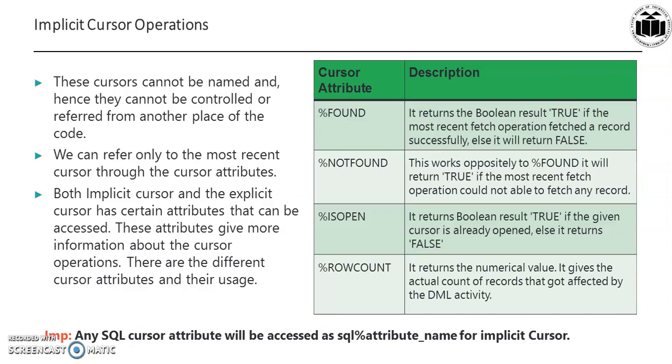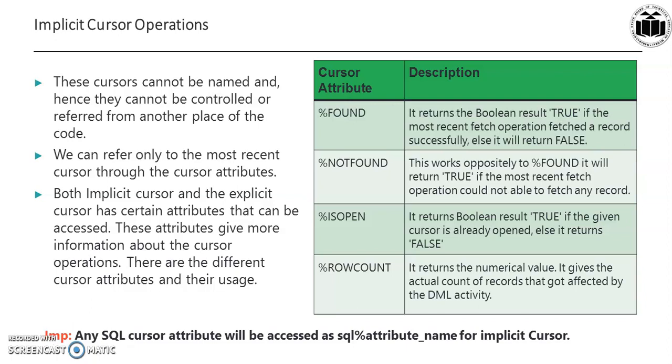Now the next one is %ISOPEN. It returns Boolean true if the given cursor is already open, else it returns false. It means if the active set is available, then the cursor is open. Otherwise it is not. Then %ROWCOUNT is a very important attribute. It returns a numerical value. It gives the actual count of records that got affected by the DML activity. So if 4 records are getting updated, the %ROWCOUNT attribute has the numerical value 4.